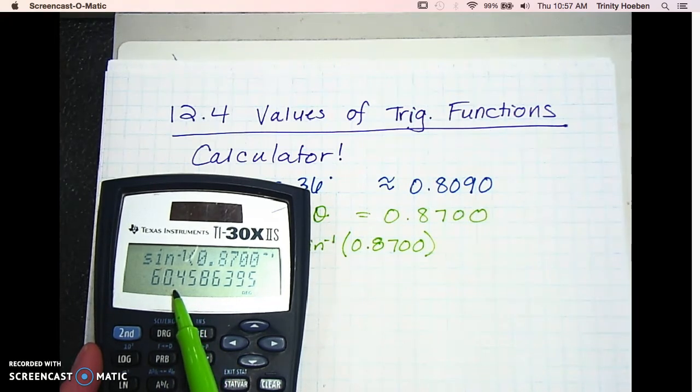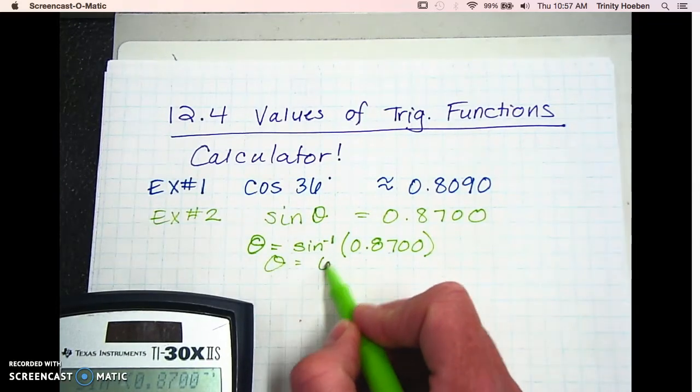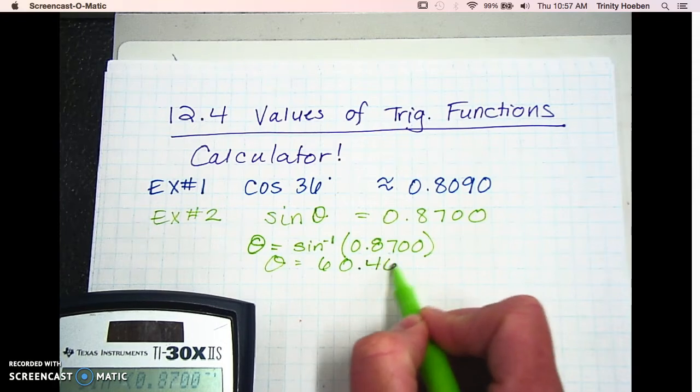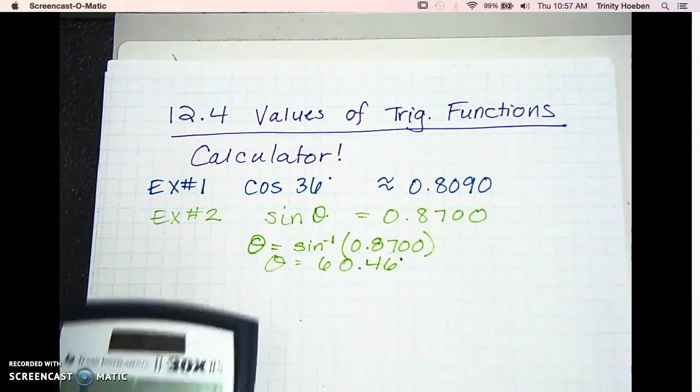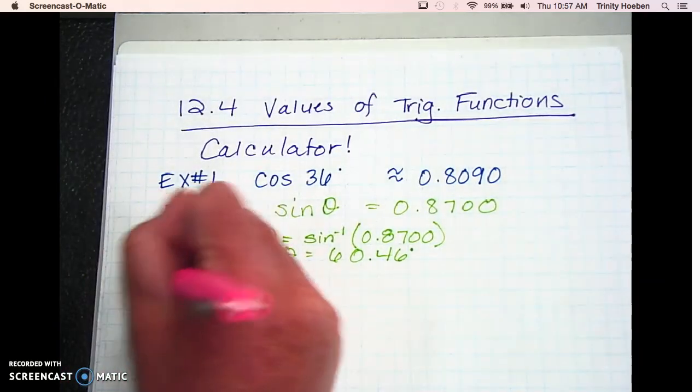I would normally round it to 60 degrees, but the directions in the book are saying to give 4 significant digits. So I'm going to go 60.45, but there's an 8 next to it, so it's going to be 60.46. Any questions on example number 2? All right, example number 3.